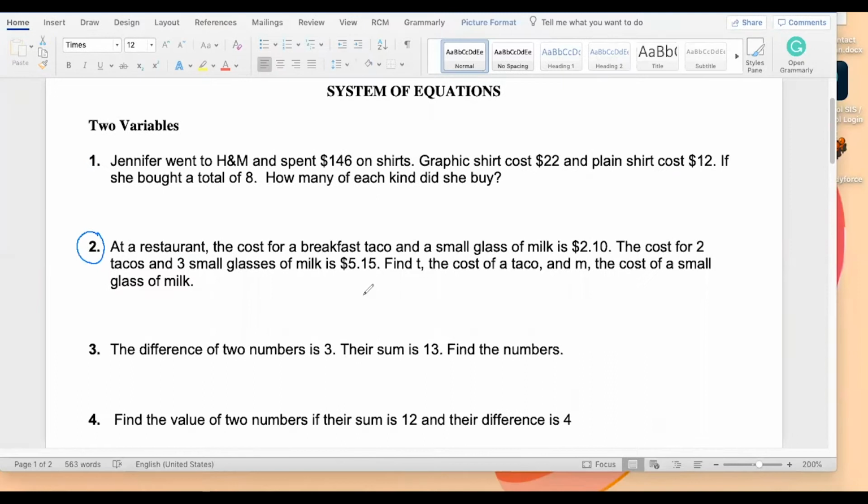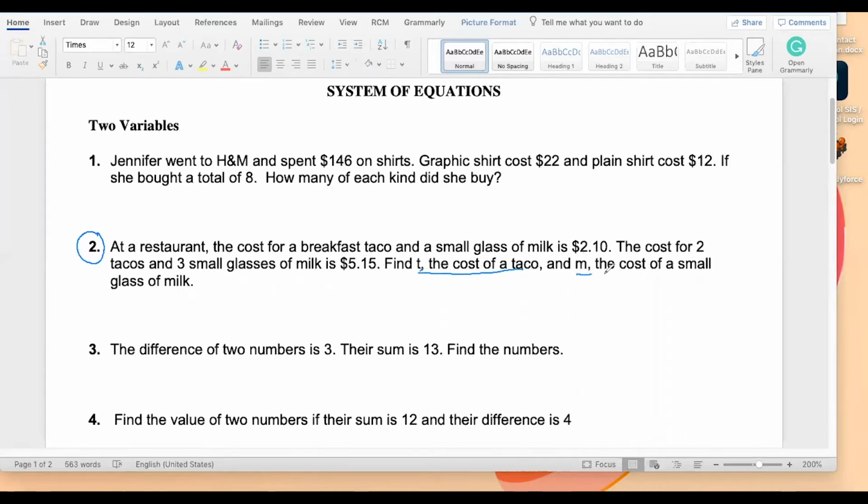Okay, at a restaurant, the cost for a breakfast taco and a small glass of milk is $2.10. The cost for 2 tacos and 3 glasses of milk is $5.15. Find T, the cost of a taco, and M, the cost of a small glass of milk.